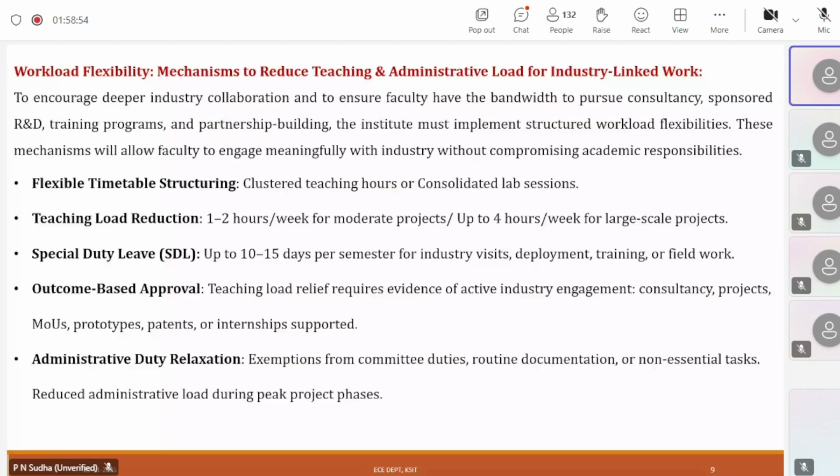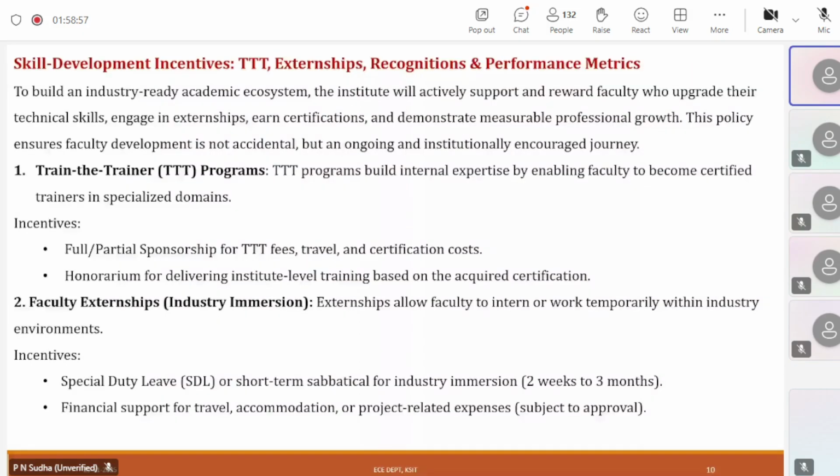Skill development initiatives. To build an industry-ready academic ecosystem, the institute will actively support and reward faculty who upgrade their technical skills, engage in externships, earn certifications, and demonstrate measurable professional growth. This policy ensures faculty development is not accidental but an ongoing and institutionally encouraged journey. Train the trainer program. Colleges need to arrange train-the-trainer programs, because I basically believe that if faculty are trained, by default the 60 students who are under them are already trained. This is how we can build that research culture within the college, sir. This TT program will build internal expertise by enabling faculty to become certified trainers in specified domains. It can be part-time.